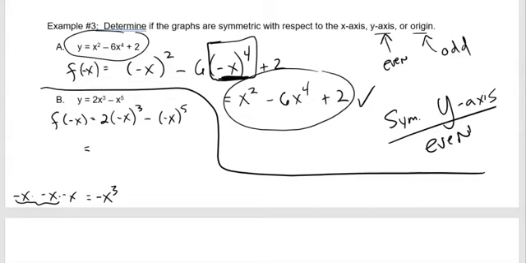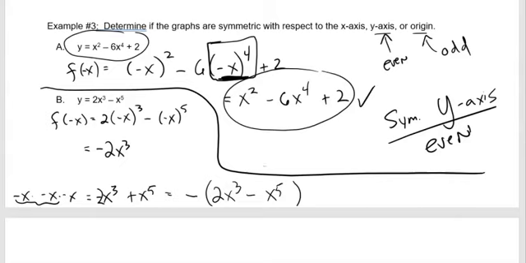Negative x quantity cubed is the same thing as just negative x cubed. So I'll put that out front. Same thing happens with this because it's an odd power. So a negative x quantity to the fifth is negative x to the fifth, times a negative gives you a positive x to the fifth. Okay, let's look at what happened here. My original function was 2x cubed minus x to the fifth. When I plug in negative x, I get the opposite of that. We can see it. Oh, I forgot my 2. We can see it if I factor out a negative. And then there's my original function.